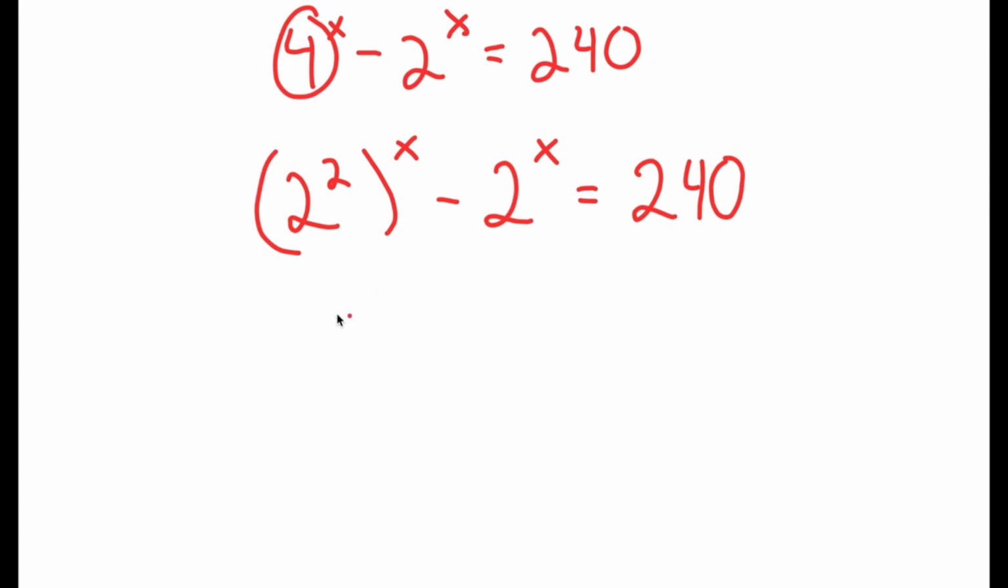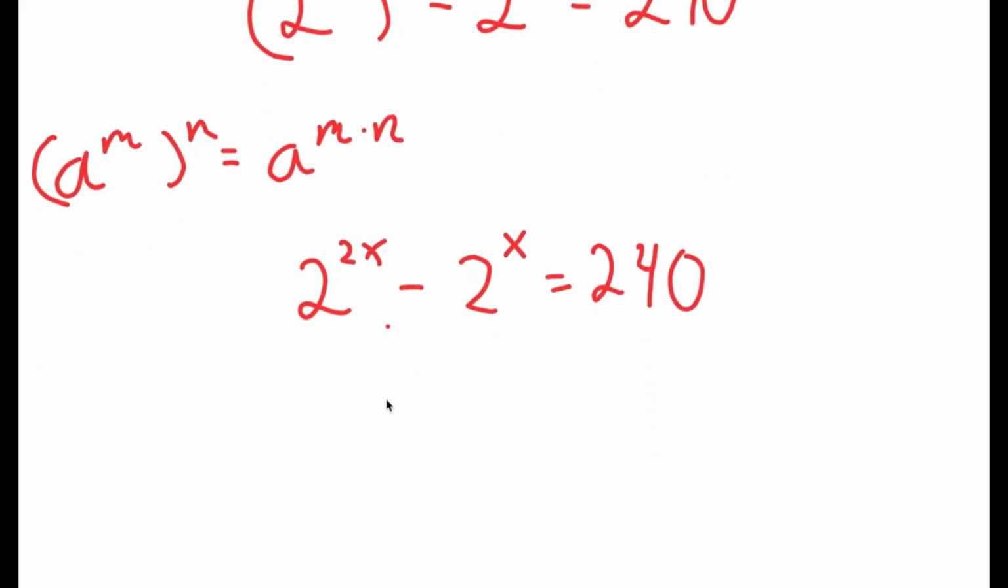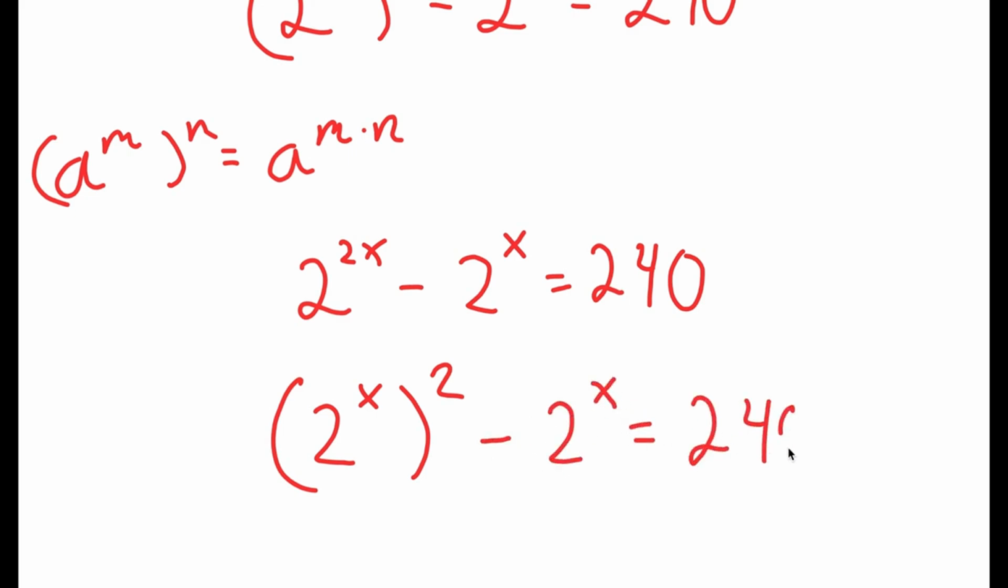Now, I can use the property a to the power of m to the power of n is equal to a to the power of m times n. So in this case, 2 squared to the power of x is going to equal 2 to the power of 2 times x. So I have this minus 2 to the power of x is equal to 240. And now I can rewrite 2 to the power of 2x as 2 to the power of x, to the power of 2. So I get 2 to the power of x, to the power of 2, minus 2 to the power of x is equal to 240.